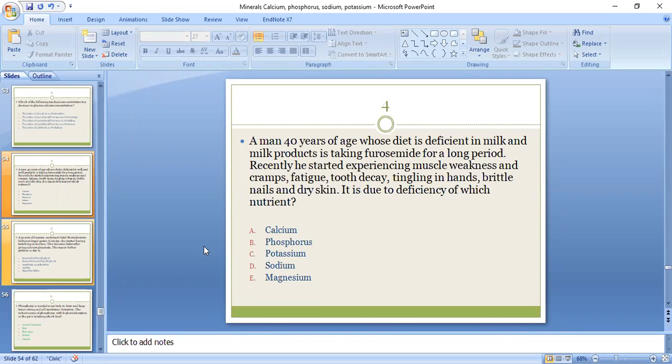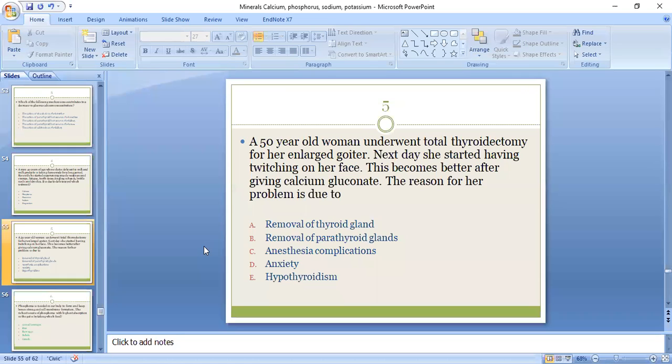Fifth MCQ: a 50-year-old woman underwent total thyroidectomy for her enlarged goiter. Next day, she started having twitching on her face. This becomes better after giving calcium gluconate. The reason for her problem is removal of thyroid gland, removal of parathyroid gland, anesthesia complication, anxiety, or hypothyroidism.